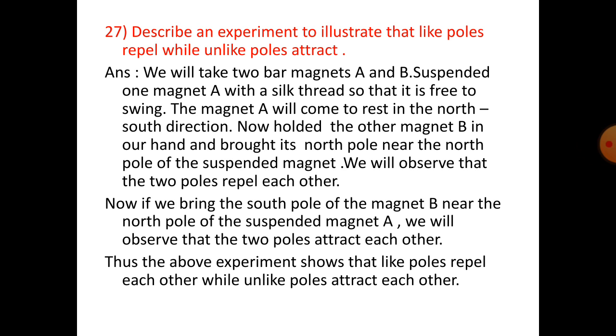Now if we bring the south pole of the magnet B near the north pole of the suspended magnet A, we will observe that the two poles attract each other. Thus, the above experiment shows that like poles repel each other while unlike poles attract each other.